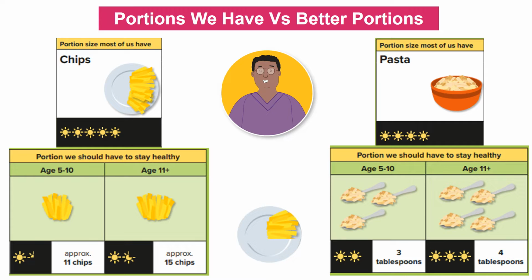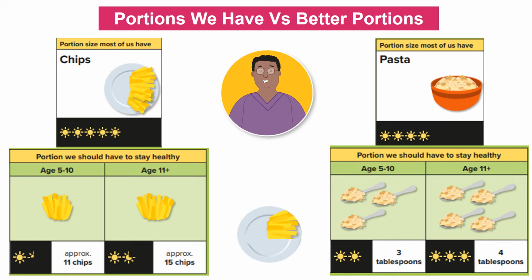Okay, so now on to chips. So chips can be a tricky one to measure as they come in all different types and sizes. There are fries, chunky chips, homemade chips, the list goes on. But the book shows that we normally have half a plate full of chips, when a better portion would be less than half a plate full and even less than that for the younger ones. So approximately 11 chips for 5 to 10-year-olds, and for 11 onwards approximately 15 chips. And another good idea would be bulking your plate out with lots of nice veggies.